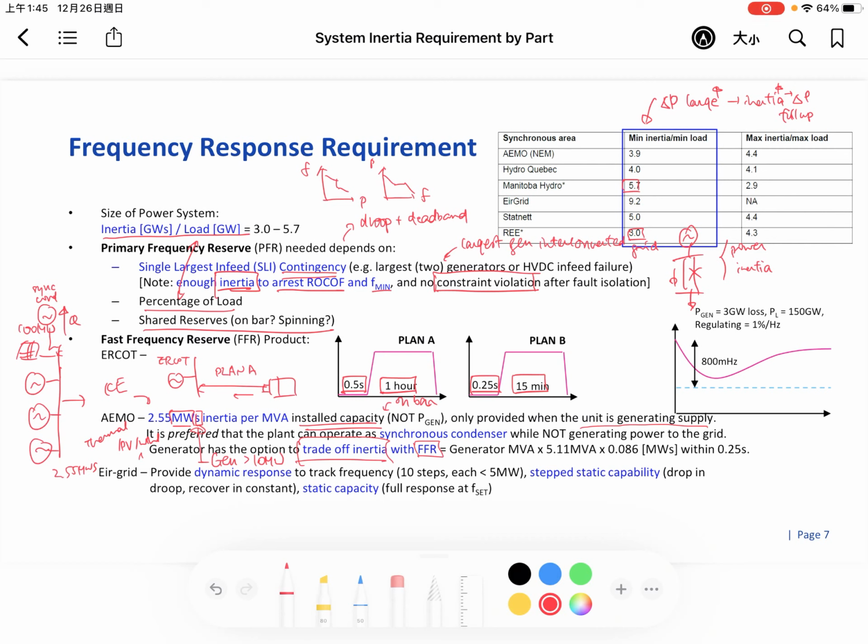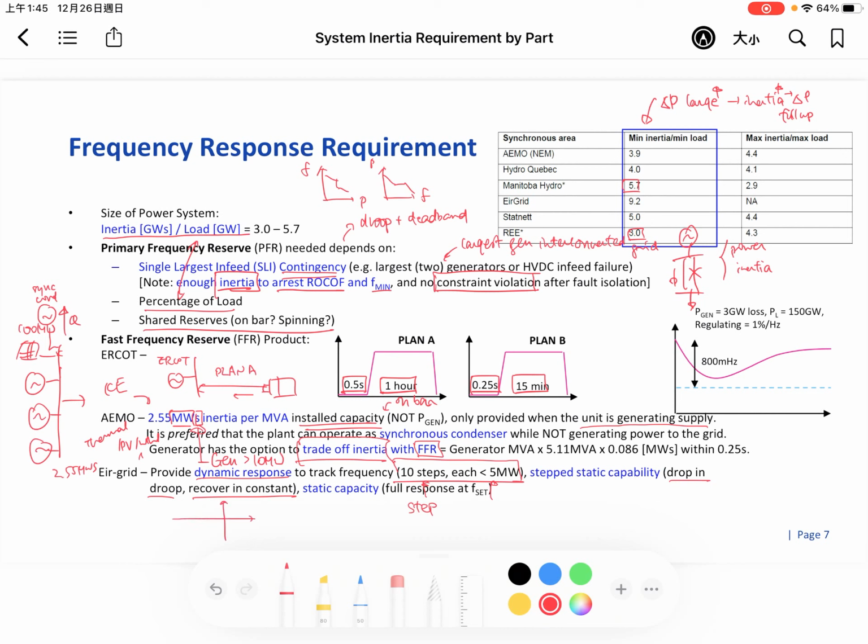And the E-grid provides dynamic response to track the frequency. Look at that. That is the requirement. It is in step form, and the step cannot be so large. And another requirement is the static capacity. Drop in droop, recover in constant.